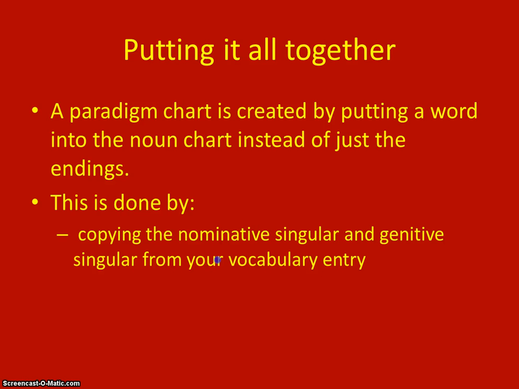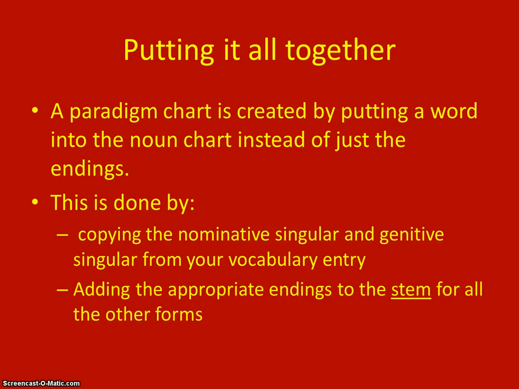How do you do this? You copy the nominative singular from your vocab entry into the nominative singular spot. You don't have to do anything, just copy it. Same thing for the genitive singular, just copy that. Those two are freebies, they're given to you. Then, for all the other spots, dative singular, accusative singular, ablative singular, nominative plural, etc., you write the stem and then the appropriate ending.